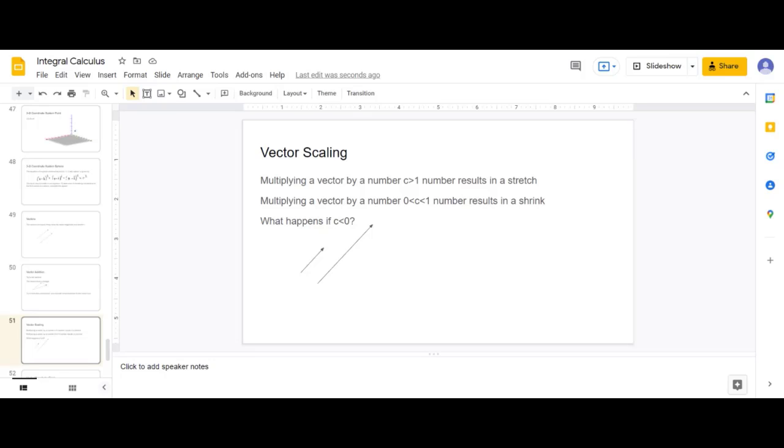So vector scaling. This is when we multiply a vector by a number. If we multiply a vector by a number c greater than 1, the result will be a stretch. If it's between 0 and 1, it's a shrink. What happens if c is less than 0? It goes the other direction. Let me ask a more advanced question. What if c is less than 0 but greater than -1? Shrink in the other direction. What if it's less than -1? Yeah, it's a stretch. Grows. Yeah, very good.